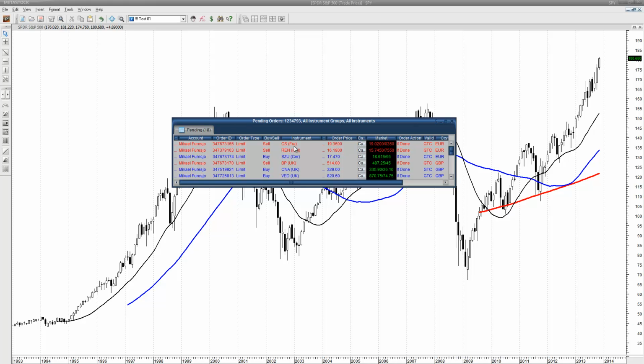Short sell AXA 19.36, Reed Elsevier 16.19. Short sell Zucker Germany 17.47. Short sell British Petroleum 514. Buy limit order Centrica 329, and Vedanta 820.60 buy limit order.